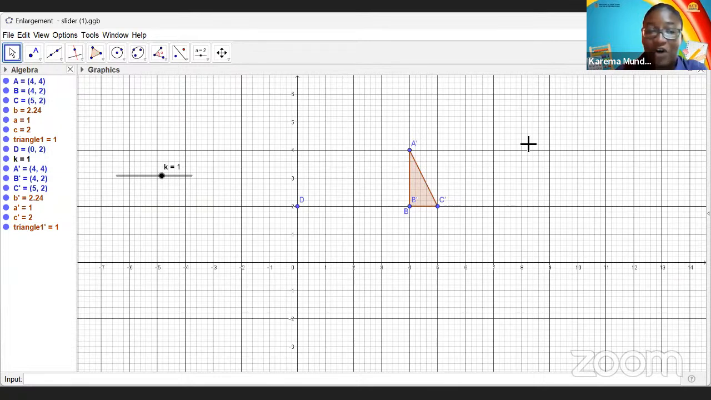Could we apply it for scale factor of 2? What about half? What did we say? No, miss. All right, awesome.